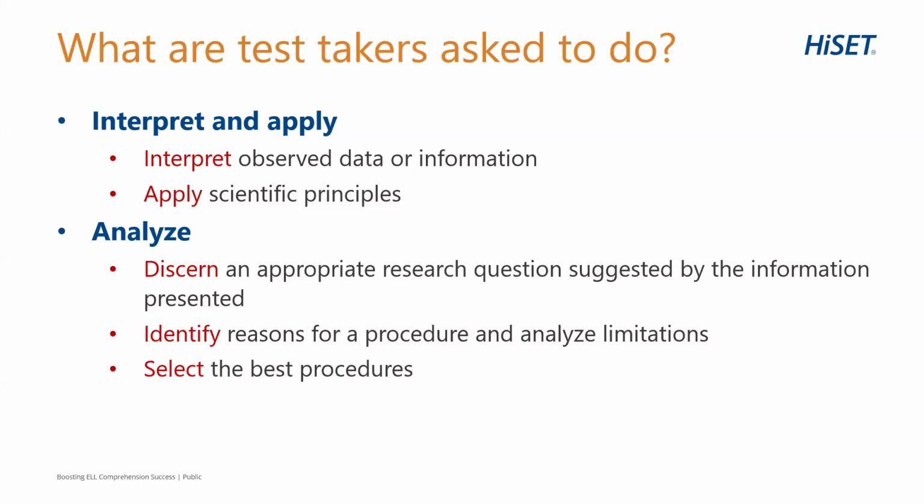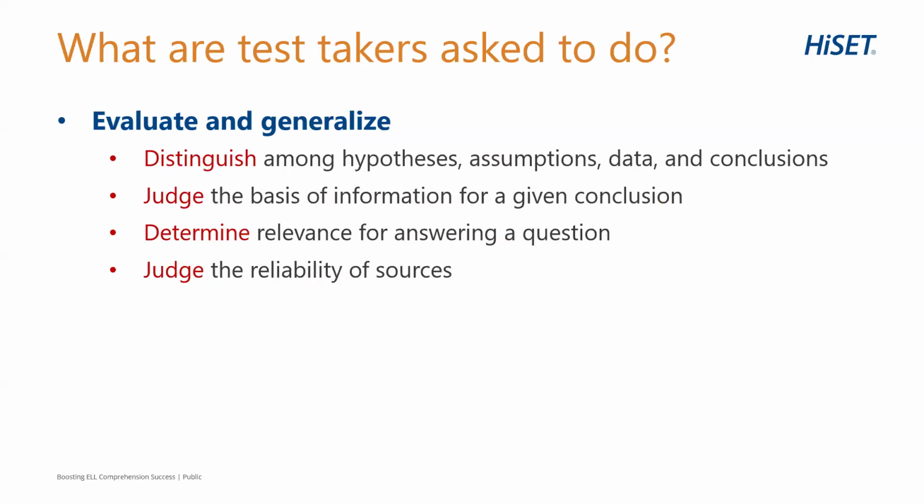They also need to analyze again, discern an appropriate research question suggested by the information presented, identify reasons for a procedure, analyze limitations, and select the best procedures. They also need to evaluate and generalize. They have to be able to distinguish among hypotheses, assumptions, data, and conclusions, judge the basis of information for a given conclusion, determine relevance for answering a question, and judge the reliability of sources.